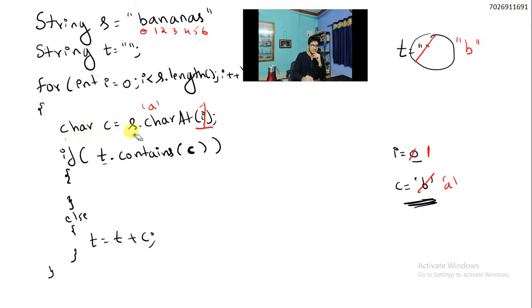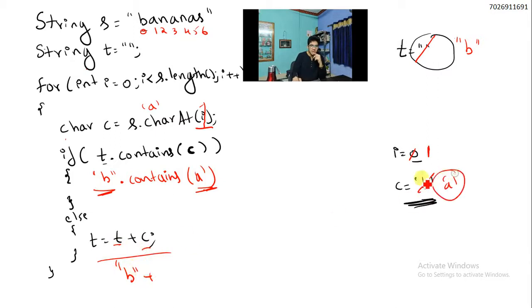Fine. So yes, our c is updated. After that, it will check the condition. What will it check? Does my string t, which is B now, contain the character A? Think and tell me, in this B, can you see A here? No. No means again the else part will execute. And what are you telling it? String t content. What is the t content in memory? B plus c. What is c here? That is A. What is B plus A? BA. Where are you storing it? In string t. So your string t will become BA now.